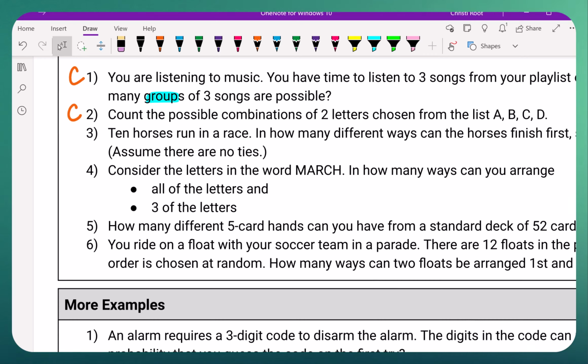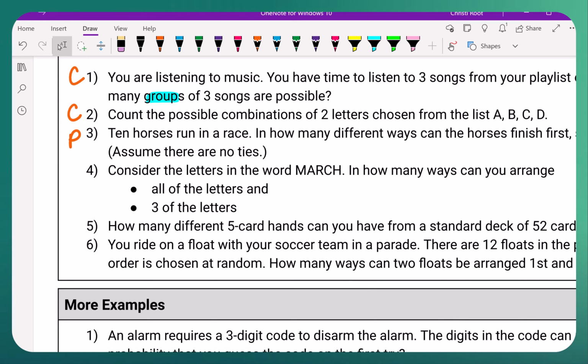Number 3, 10 horses run in a race. How many different ways can the horses finish first, second, or third? Assume that there are no ties. Does the order matter? Yes or no? So yes, the order matters. That's a permutation. Number 4, consider the letters in the word March.